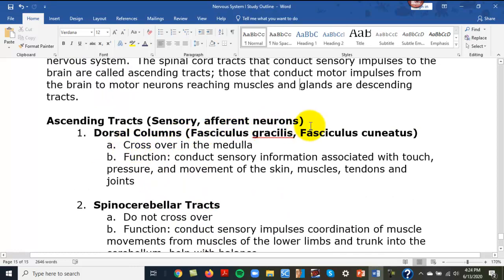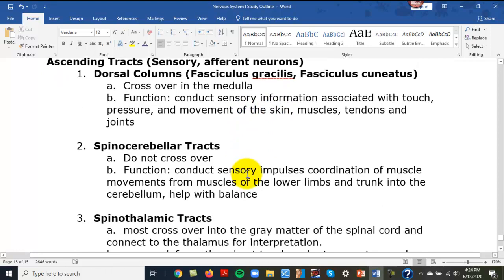The ones called the dorsal columns, which are in the back of the spinal cord, fasciculus gracilis and fasciculus cuneatus. They cross over in the medulla. What do they do? They're sending information with touch, pressure, movement of skin, muscles, tendons, and joints. Just imagine trying to walk and you couldn't feel your feet. So these are always sending sensory information into the brain about the surroundings and what a person's doing. If you take a person who's in a coma that doesn't know anybody's around and you start moving their knees, they'll start breathing faster because their brain thinks they're running.